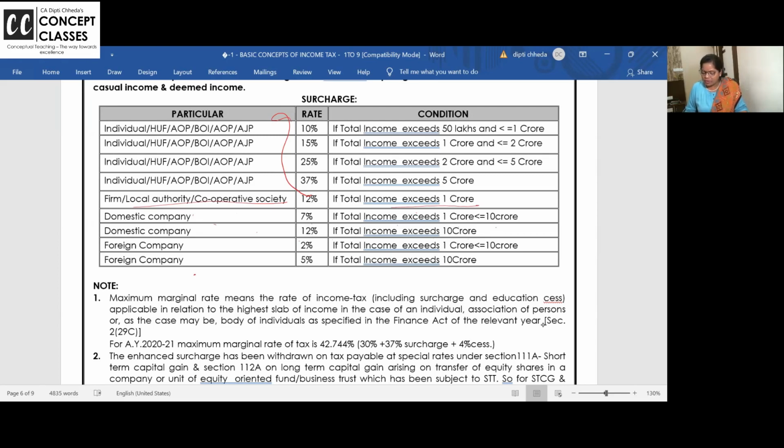Domestic company 1 to 10 crore 7%, 10 crore and above 12% is the surcharge rate. Foreign company, if the income is 1 crore to 10 crore, the rate of the surcharge is 2%. Above 10 crores, it is 5%. Indian company, the basic tax rates are 30%. So the surcharge rates are 7% or 12%. Foreign company, the basic rates are only 40%. So the surcharge rates are 2% and 5%. Clear to all of you?